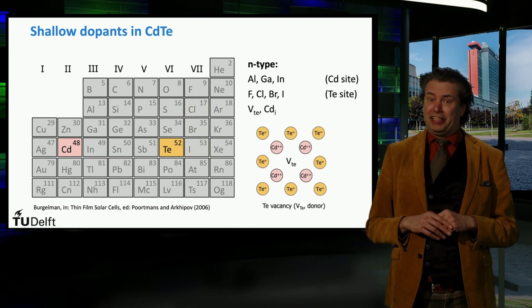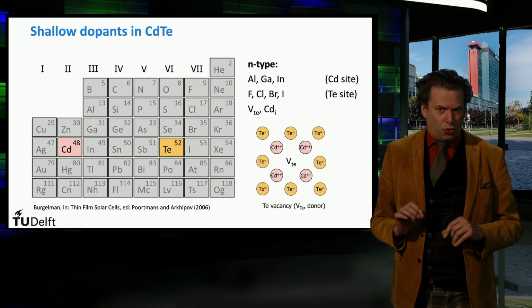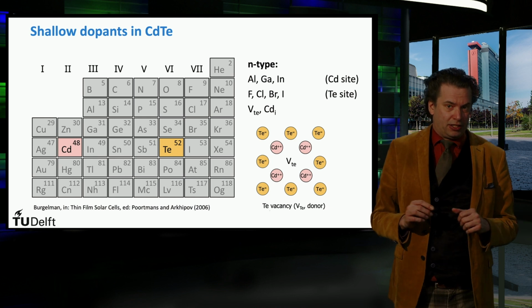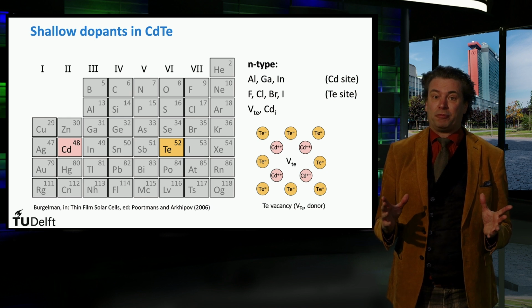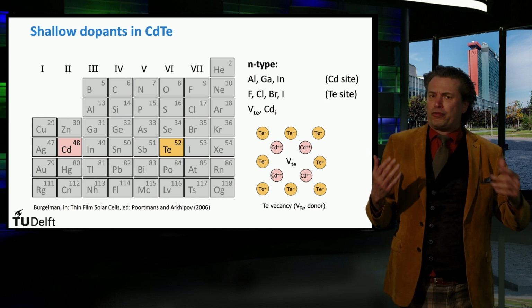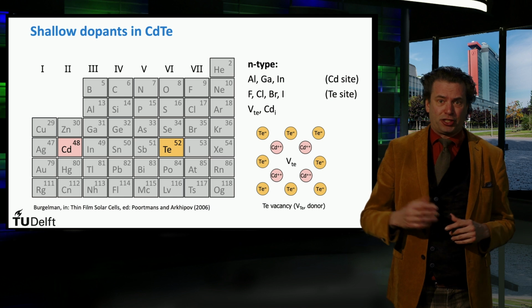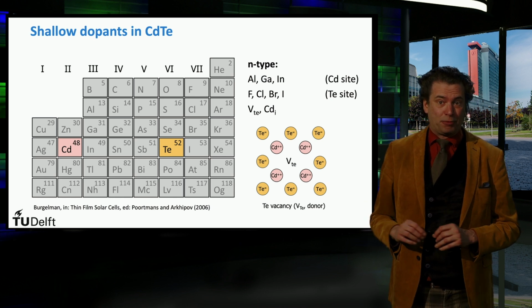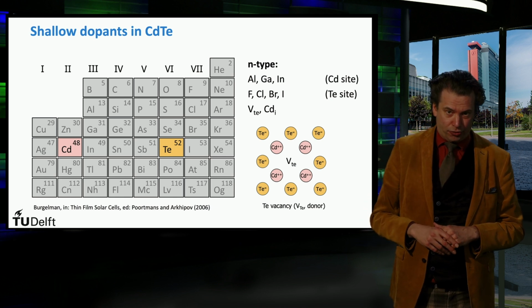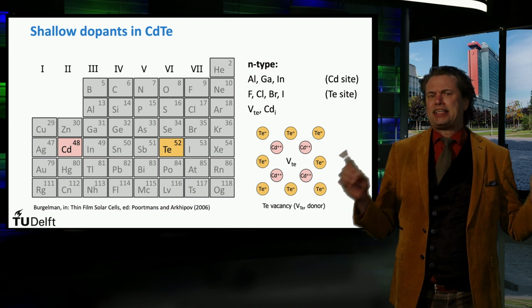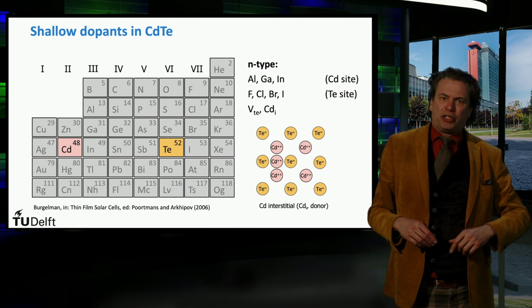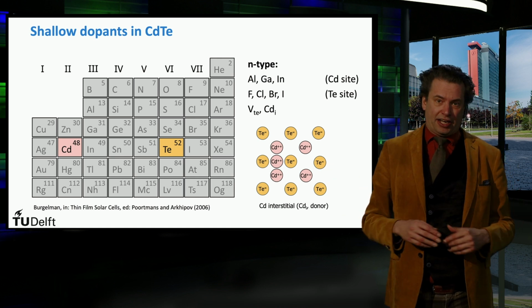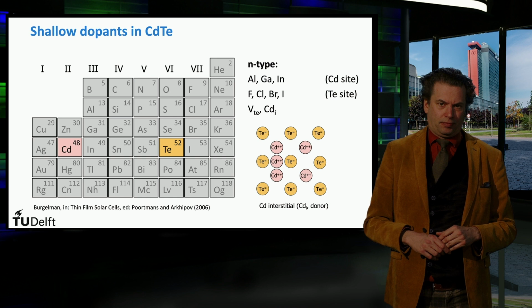Finally, intrinsic defects in the material also contribute to the conductivity type. A tellurium vacancy, that's when a tellurium atom is missing, will for instance result in more free electrons in the material as a tellurium atom would accept 2 free electrons. This same reasoning holds for an interstitial cadmium atom, which will release 2 extra valence electrons when ionized.